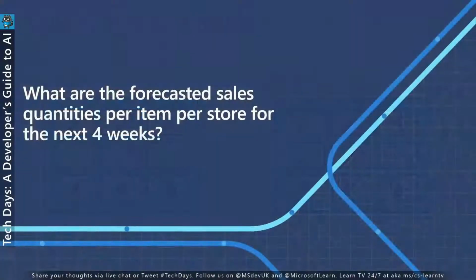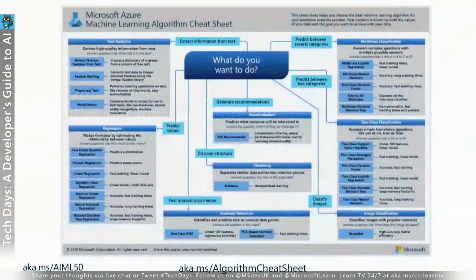So the problem that we're going to solve today then is, what are the forecasted sales quantities per item per store for the next 4 weeks? This is called a time series forecasting regression model. And if you didn't remember any of that, don't worry, because we will talk about it more.